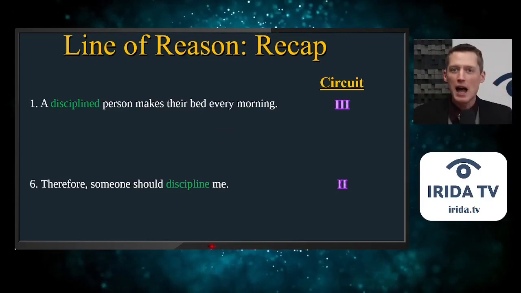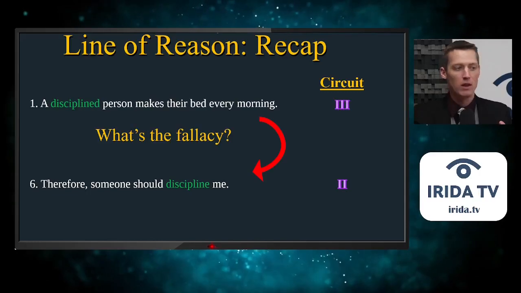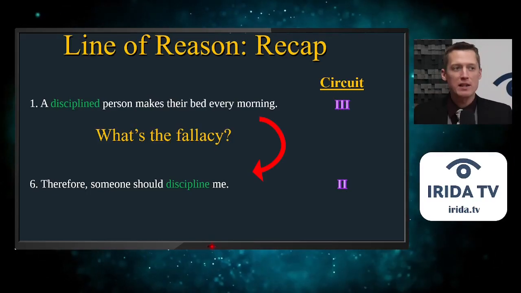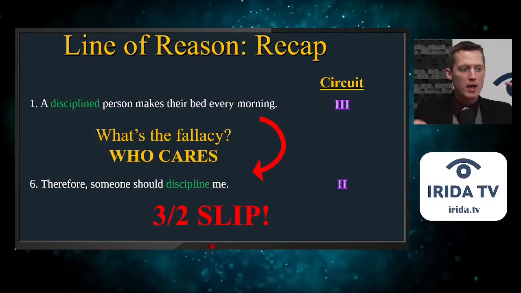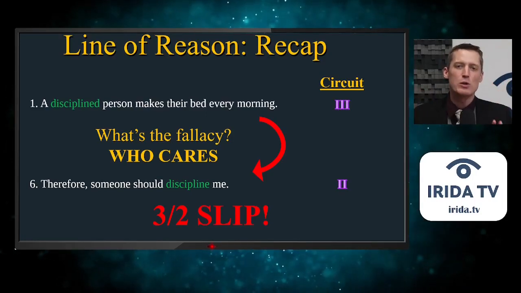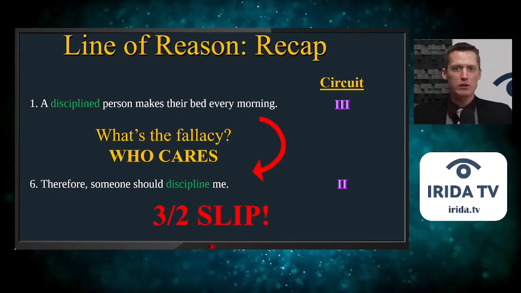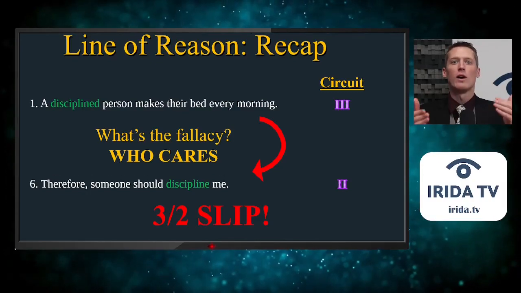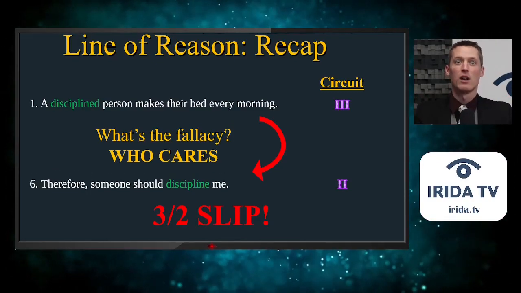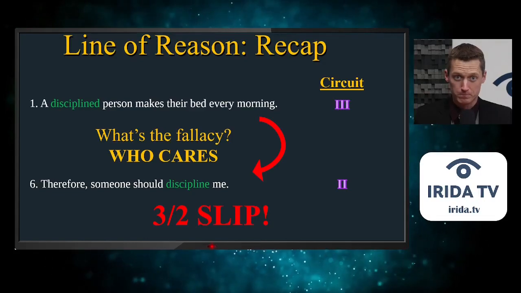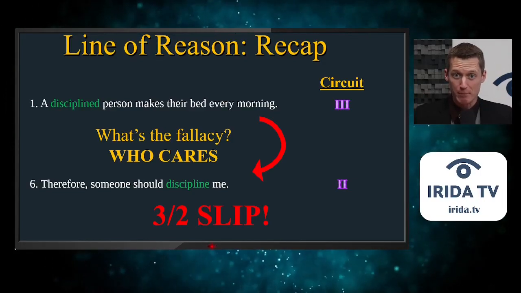However, I don't even need to know that, or even the name of the fallacy. Who cares? Because I know there's a 3-2 slip in there somewhere. We started with circuit 3, we ended with circuit 2. That's all I need to know that I am in the process of someone trying to manipulate me. That's the recap of part 2.